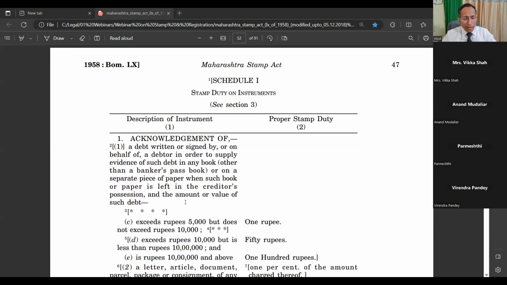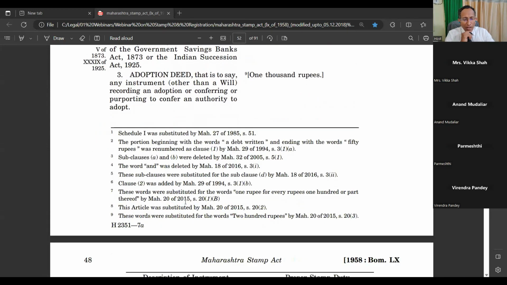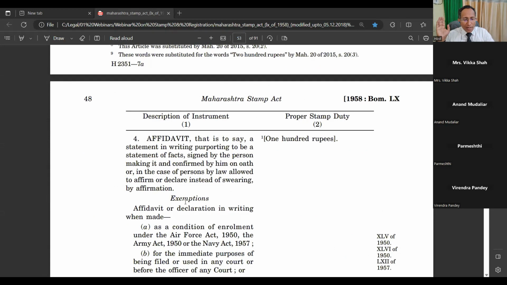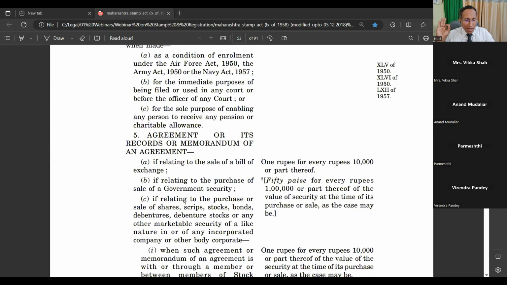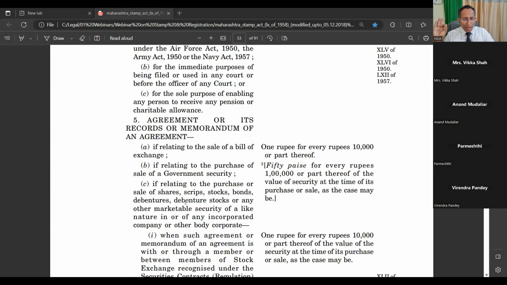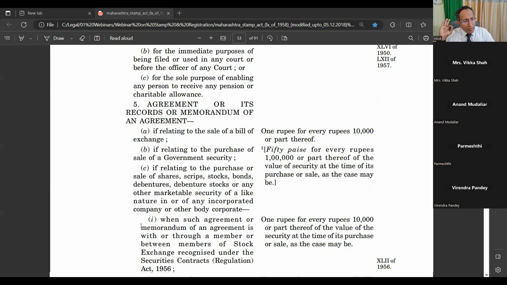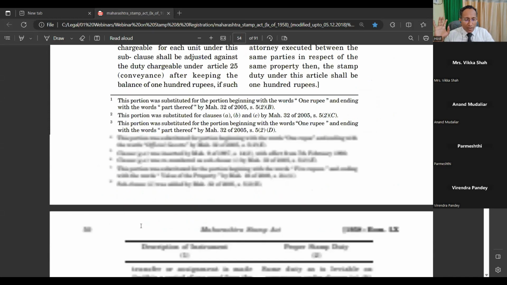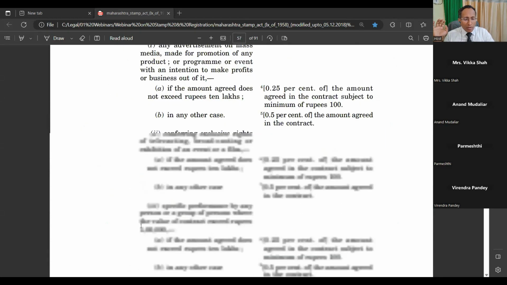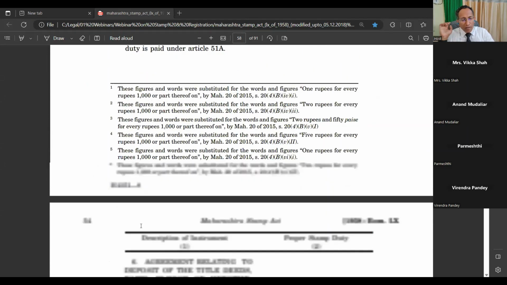See, this is Schedule 1. They are talking about different kinds of documents. Normally we deal with Article 5, which is the agreement for sale. Then the other is Article 25, which is conveyance. And now someone has asked about the gift.